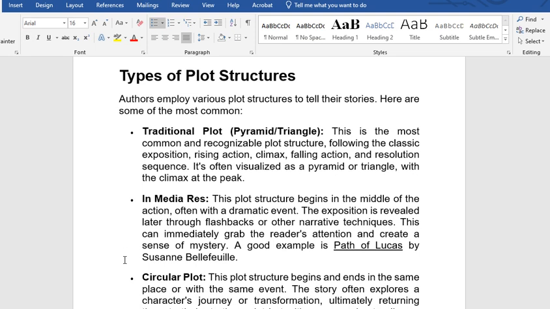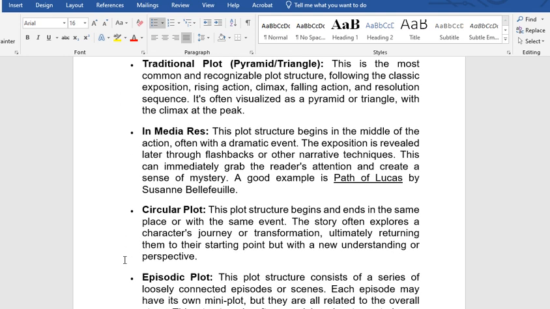The first one is traditional plot, or pyramid or triangle. This is the most common and recognizable plot structure, following the classic exposition, rising action, climax, falling action, and resolution sequence. It is often visualized as a pyramid or triangle with the climax at the peak. This follows what we have just explained. It is the most commonly used type of plot, and very simple because the events follow from the beginning to the end.